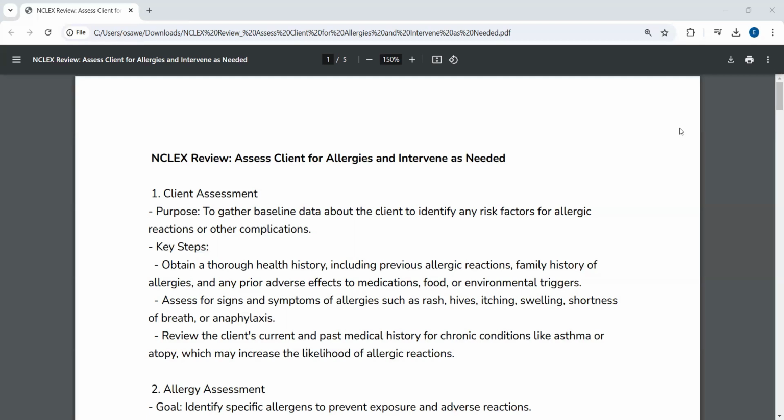Basically, the signs and symptoms of allergy you should know for any allergy would include rash, hives, itching, swelling, shortness of breath, anaphylaxis. So these are things you definitely want to know.